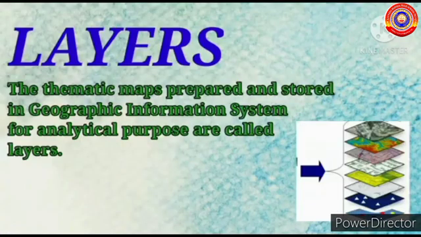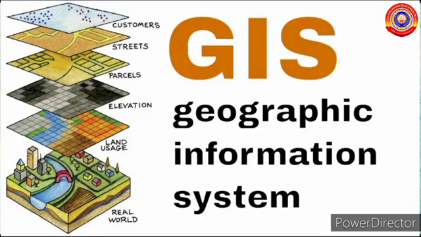Let's see about layers. The thematic maps prepared and stored in geographic information system for analytical purpose are called layers. The spatial relationship among the features on the surface of the earth can easily be understood by analyzing the appropriate layers.